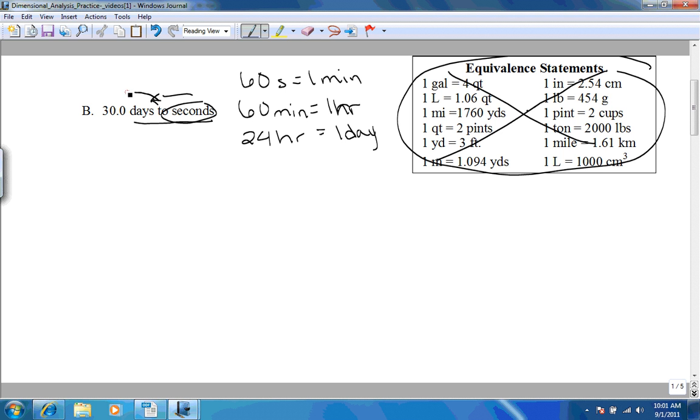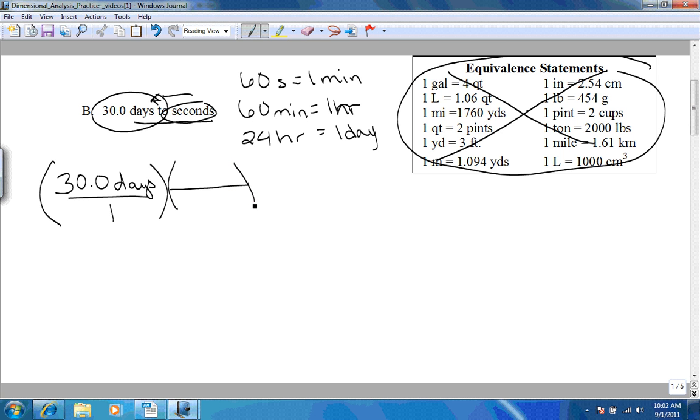So now we're going to start from how we always do. We're going to take our first number and put it over 1. From here, we have days on top, which means we want to have days on the bottom. So we put the unit days. And we look over here and we notice that the number 1 goes with days. So I'm going to use that. That equals 24 hours. So I'm going to put that on top.